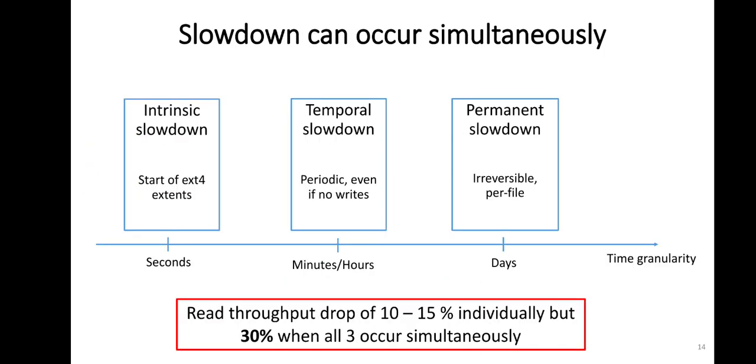This is again the high-level slide listing all the anomalies. I want to emphasize also here 1–2 key points for each of them that you can remember. So intrinsic slowdown affects the start of an ext4 extent. Temporal slowdown occurs periodically even if no writes are present in the system. Permanent slowdown is irreversible and happens at the file level.